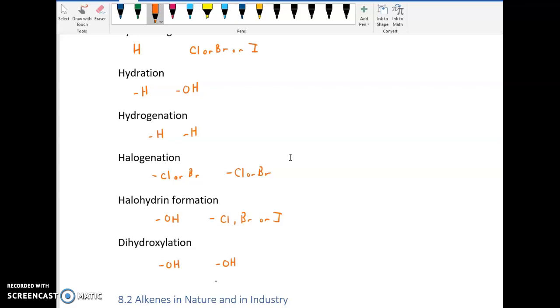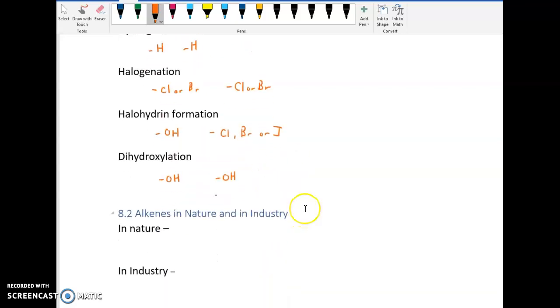Alkanes are found in nature and industry. In nature, they're found in garlic odor, perfumes, waxy coatings on apples, orange smell, turpentine, and cholesterol. Pheromones too.